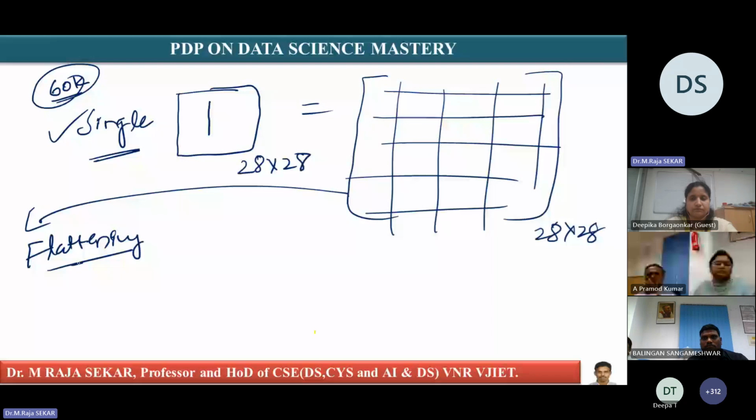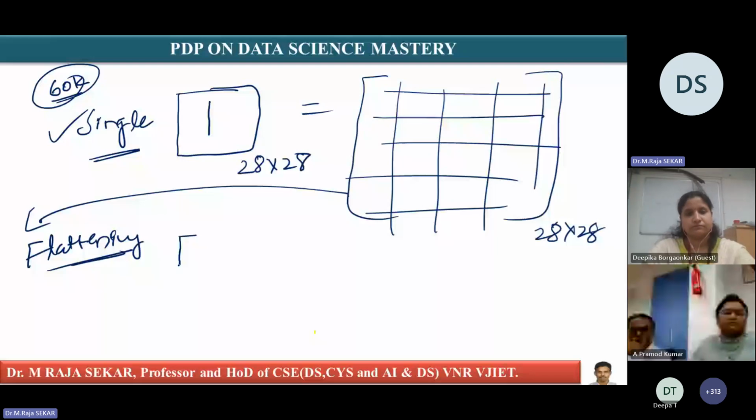What is flattening? For example, a simple example, let me say a 2 by 2 matrix: 1, 2, 3, 4. How can I flatten this one? There are two techniques: row flattening and column flattening. Let me assume I'm applying row flattening. Row flattening means what will I do? I will take the first row and I will keep it.